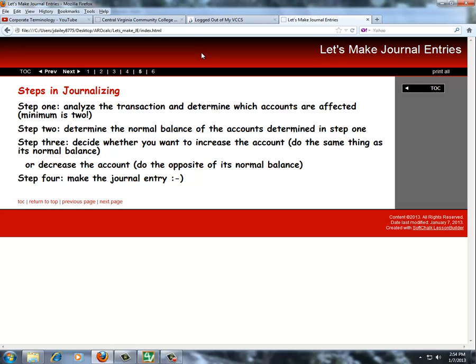Step 2 is to determine the normal balance of the accounts that you determined in step 1. So once I figure out the accounts, then I have to figure out what their normal balances are. Step 3 is to decide whether you want to increase the accounts, meaning there's more of them today, or I want to decrease the accounts, meaning I want to lessen them today. If I want to increase, I do the same thing as the normal balance. If I want to decrease, I have to do the opposite. Step 4 is to actually make the journal entry.